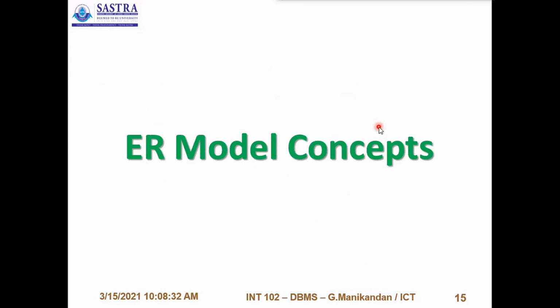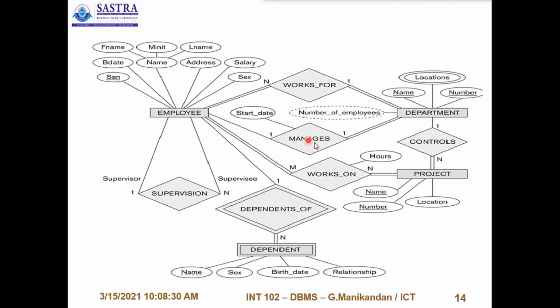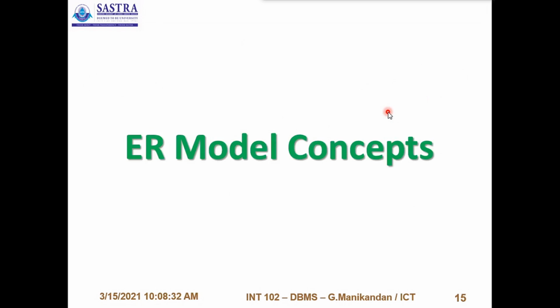Now, we will start. I will try to explain the concepts one by one. Here, what are the concepts we have seen? This is an entity type. This is a relationship type. This is an attribute. This SSN is an example of a simple attribute. Name is an example of a composite attribute. Location is a multi-valued attribute. Number of employees is a derived attribute. I will explain the theoretical concept behind each and every thing.